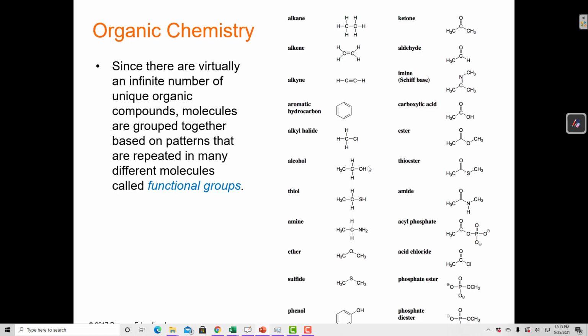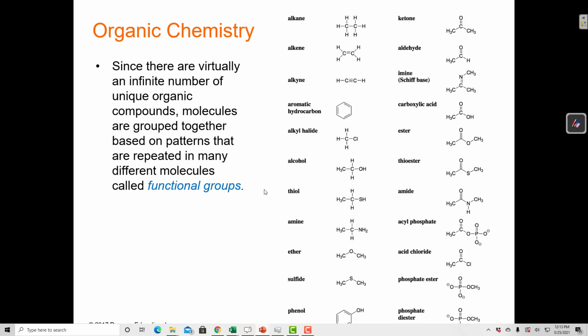Any molecule that contains a carbon bonded to an O, bonded to an H, in this pattern, any molecule that has that, we call it an alcohol. So this is what we call a functional group that helps us put all molecules that have that pattern of atoms into the same category, and so on and so on.